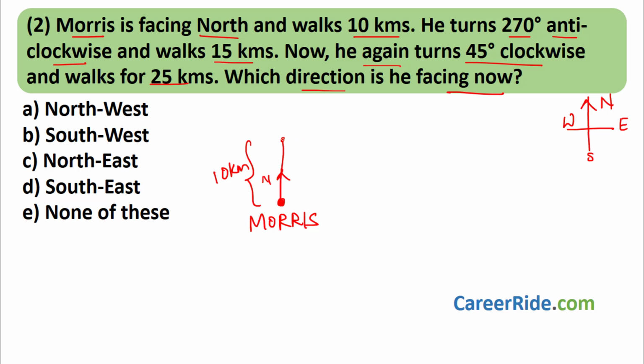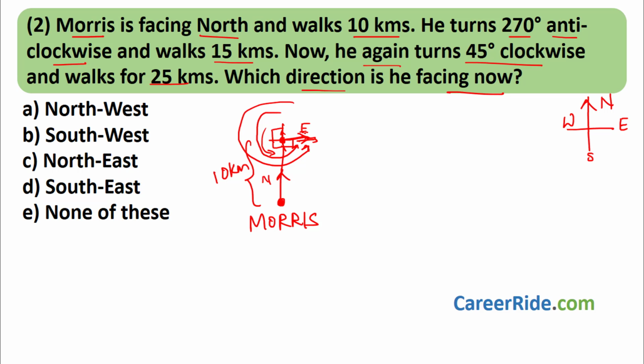Now here Morris turns 270 degrees anti-clockwise. Now Morris has reached over here and he is still facing north. He will turn 270 degrees anti-clockwise. So let us find 270 degrees. This is 90, this is 180, this is 270. So now Morris turns like this and is facing in this direction. What is this direction? East. So Morris turns anti-clockwise 270 degrees and now is facing this direction, right?